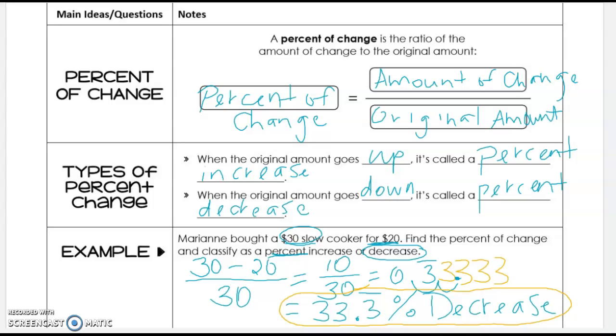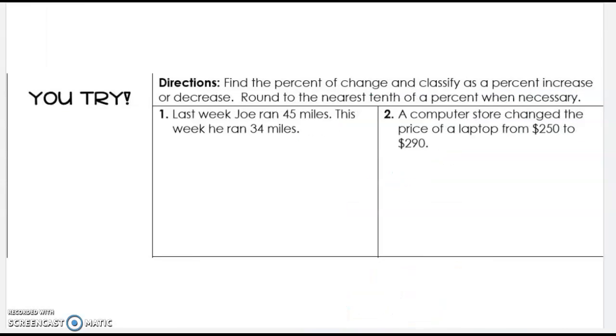Let's look at some additional examples. All right, so in this section it says find the percent of change and classify as a percent increase or decrease. Round to the nearest tenth of a percent when necessary. So now we know what to round to. We're going to look at number 1 together. The first thing we need to do is remember our formula. So that's the amount of change over the original amount.